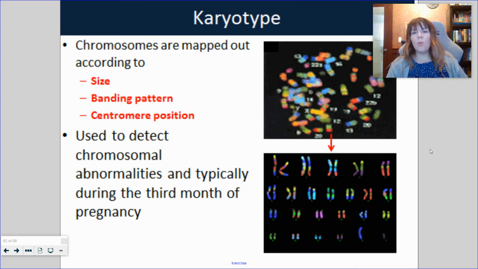Okay. Now, why do we need to use karyotypes? Well, karyotypes are really important to help detect chromosomal abnormalities such as trisomies and monosomies. That was chromosomal mutations, which we learned yesterday. We can do a karyotype typically around the 3rd month of pregnancy. We would have learned about the types of techniques to do this in chapter 14 and 15. We did not cover them, and that is okay because I'll cover them right now.